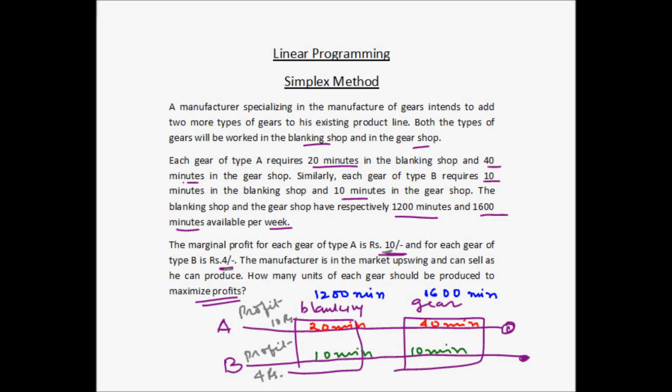Now, of course, we want to maximize our profits, and we do have some constraints in terms of the time availability of the blanking and the gear shop. So we want to find out how many units of each gear should be produced in order to maximize our profits. So let us see how we can use the Simplex method to solve this linear programming problem.